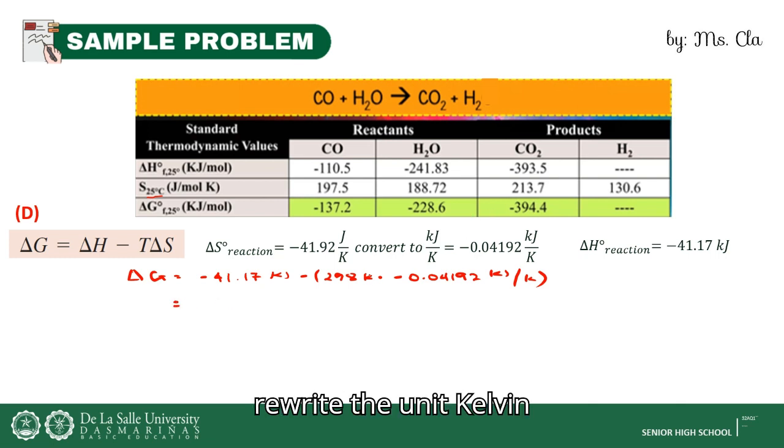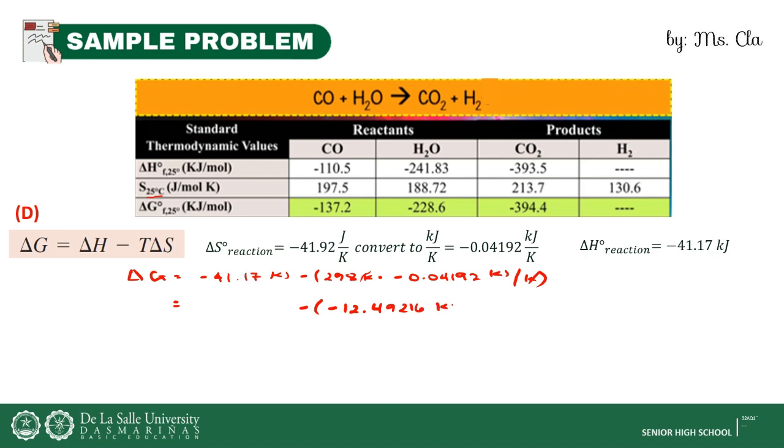Now let's rewrite. The unit Kelvin will be cancelled. Let's multiply 298 times negative 0.04192. The answer is negative 12.49216 kilojoule.